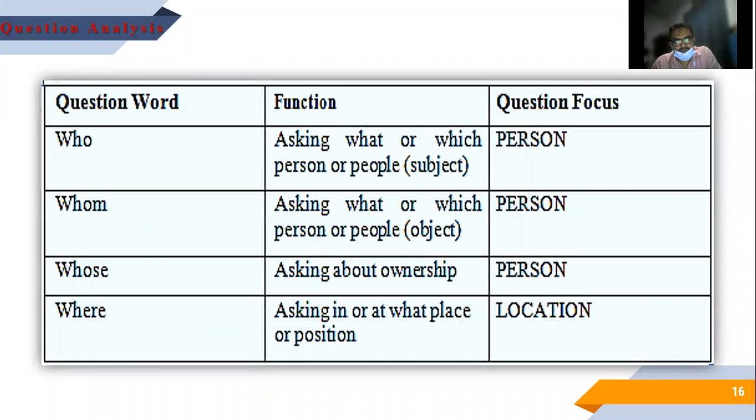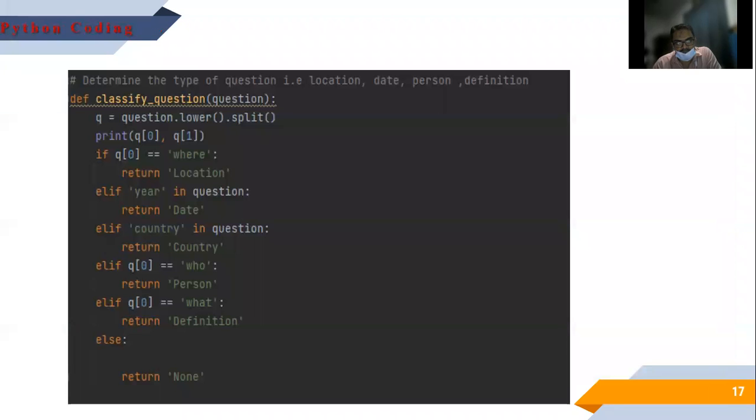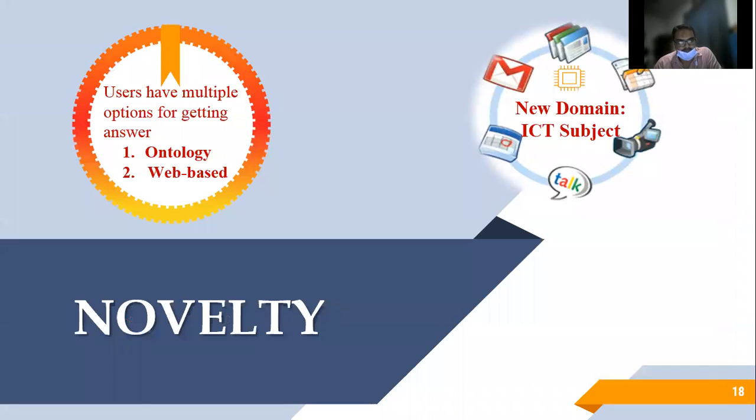This table shows how the question analysis phase is carried out. Question words like who mainly focus on the person, whereas where is asking about a place or position, so it returns a location. This Python program shows how question analysis takes place in the question answering system development process.